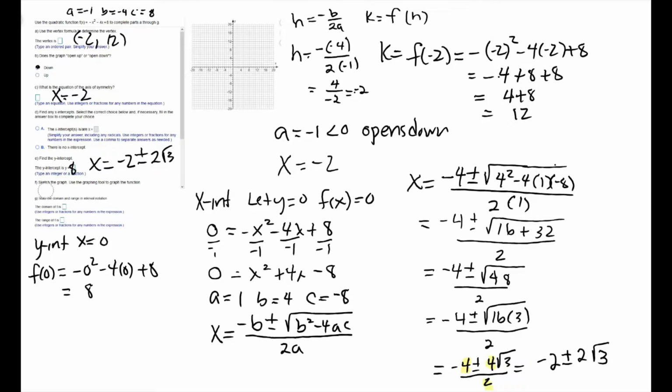The next part says sketch the graph. So we're going to plot our vertex first. Our vertex is negative 2, 12. Negative 2 and 12 would be about right here. We have a y-intercept of 8. And I believe with your graphing tool in MyMathLab, you only need those 2 points to be able to draw that parabola.